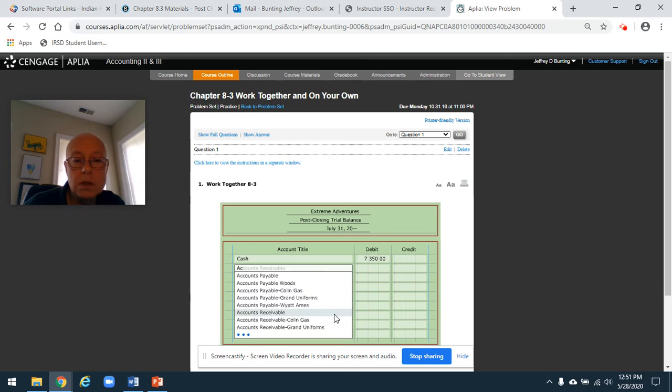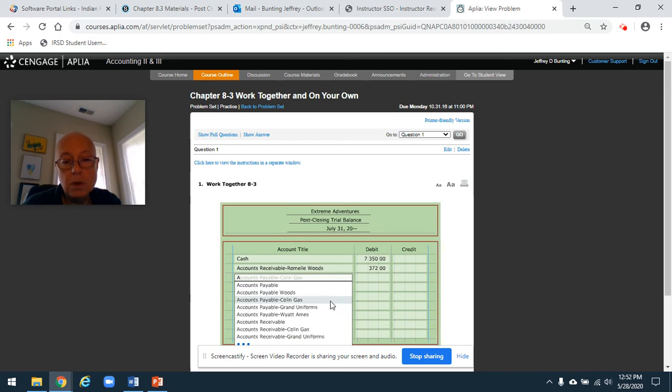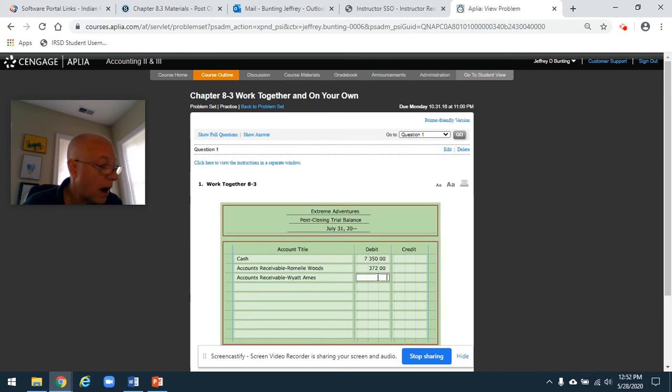Then I'm going to move on to the next account, which is AR, and I think we've got Ramel Woods. Accounts receivable. Where's Ramel? There it is. Okay. And then we got 372 if his account looks right. And I'm going to do another AR. I think we've got another AR, accounts receivable. Wyatt Ames. Where's Wyatt? Here we go. Wyatt owes us a whopping $88.